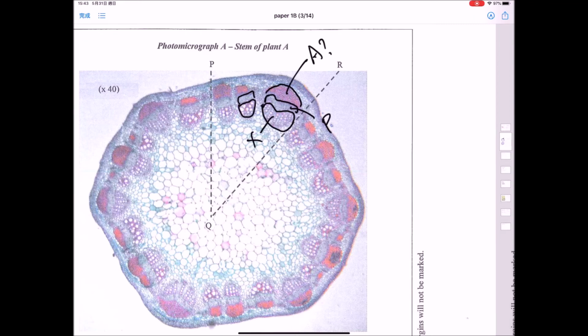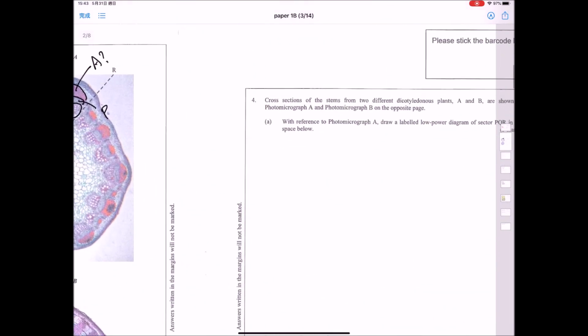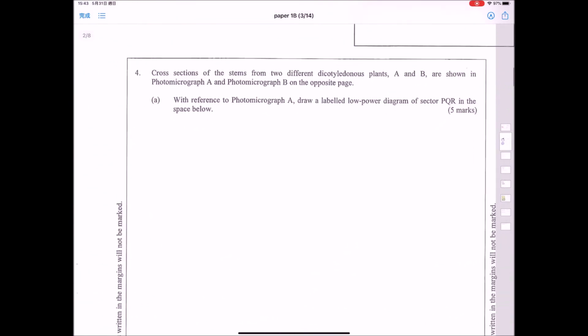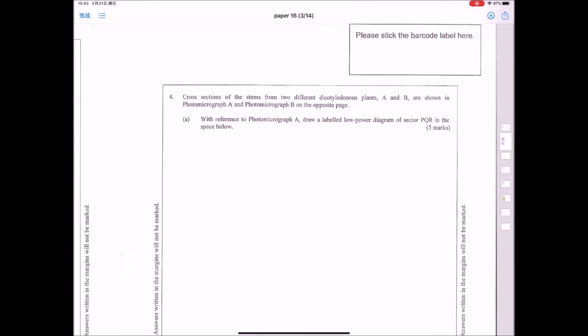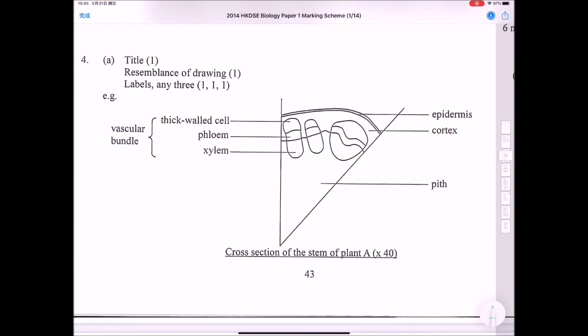In this question, actually, you are asked to draw a labeled low power diagram of this sector PQR. So that's why you need to draw this region and then do the labeling for me. So let's take a look at the marking scheme of this question. After you do the drawing, you need to do some labeling. In this part, you can draw the vascular bundle.